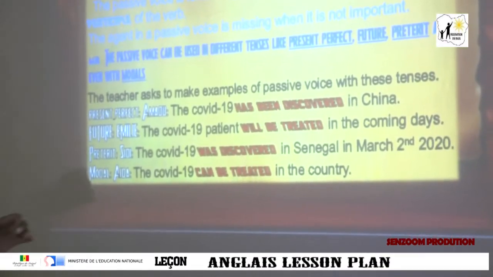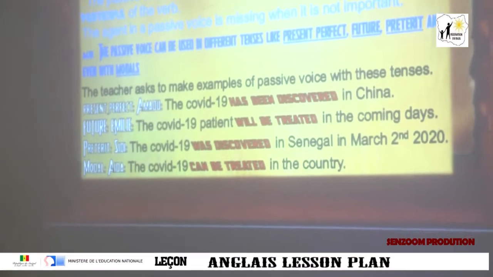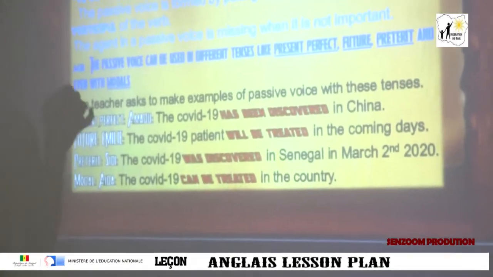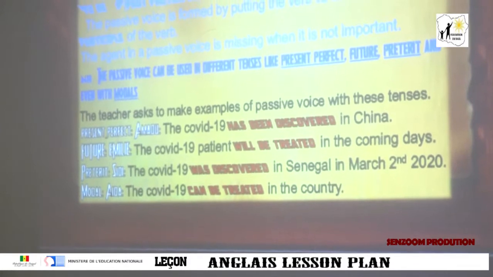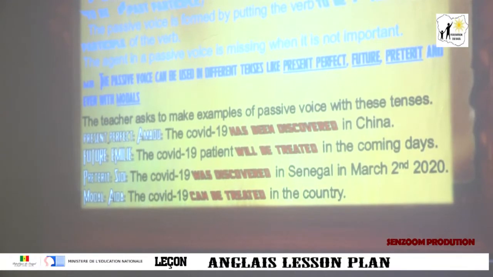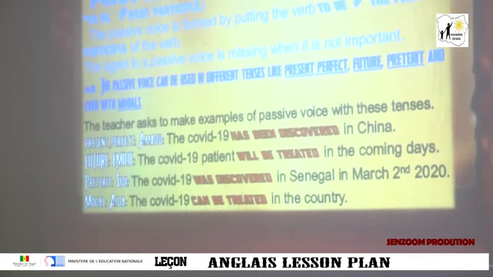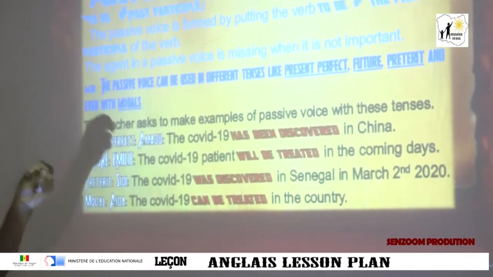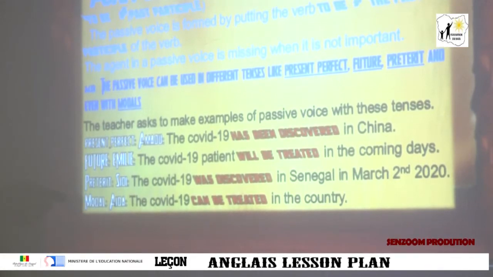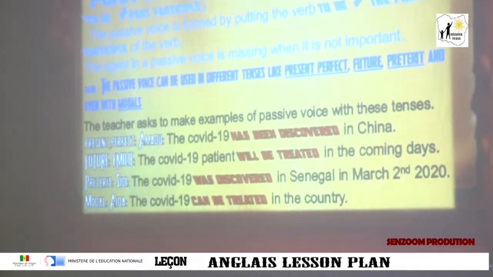Present perfect, Amadou says the COVID-19 has been discovered in China. So if the students are familiar with the tenses, it would be easy to change an active sentence into a passive sentence. Emily says the COVID-19 patient will be treated in the coming days. Here we have a passive voice sentence in the future. You have will plus be plus the past participle. The past participle never changes.